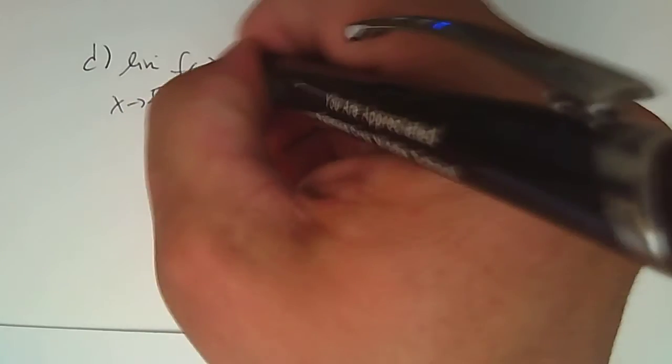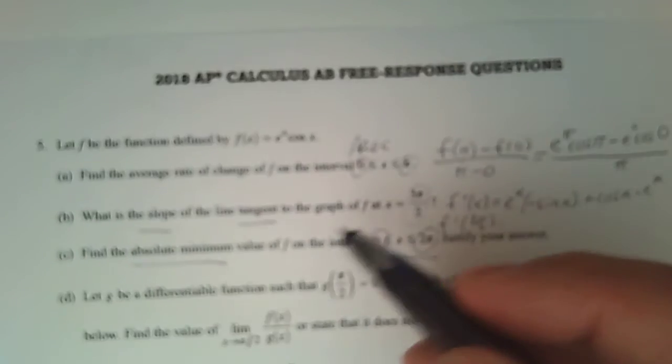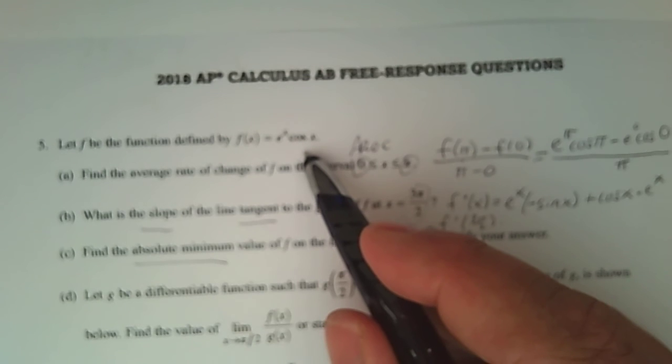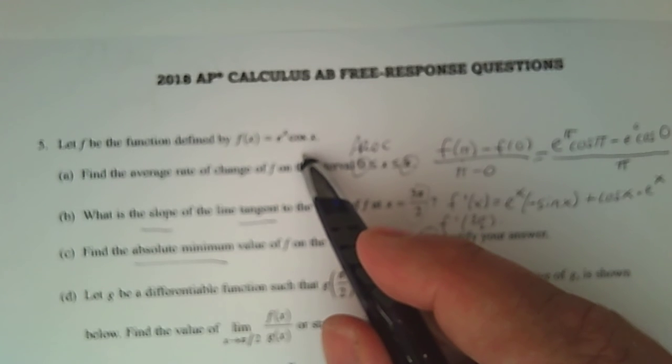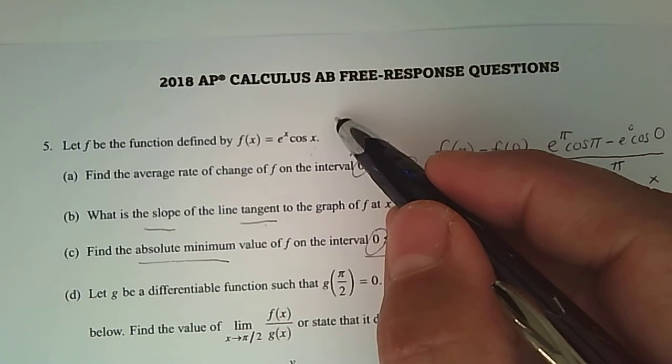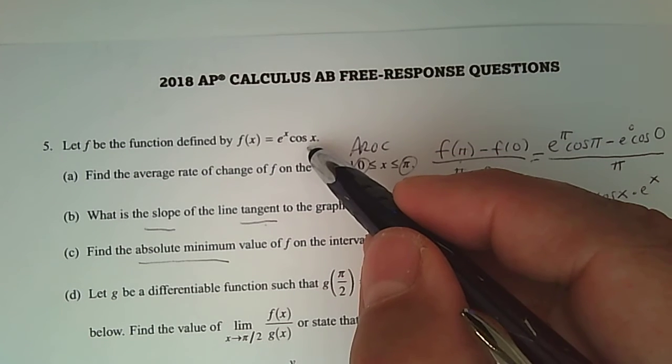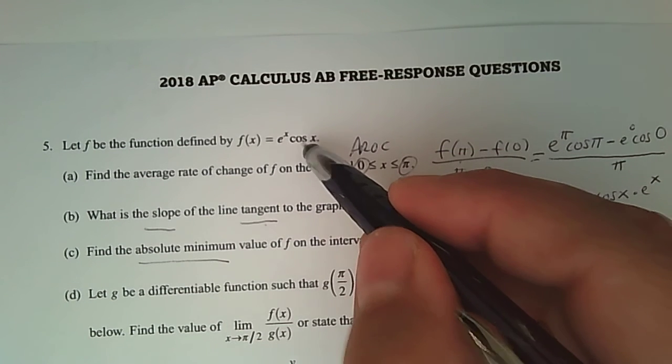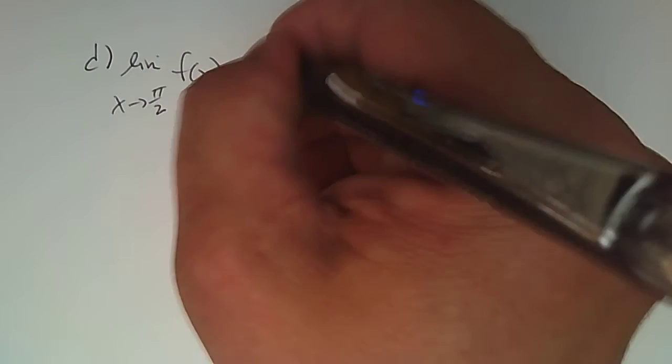So the limit as x approaches pi over 2 of f at x. Let's start there. If I look at f at x and I put in pi over 2, the value of cosine at pi over 2, there it is. When I plug in pi over 2 for cosine, that's the top of the unit circle. That's 0 for the x-coordinate. So 0 times anything is going to equal 0.